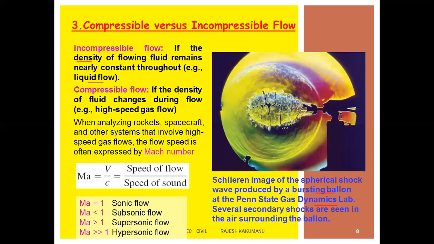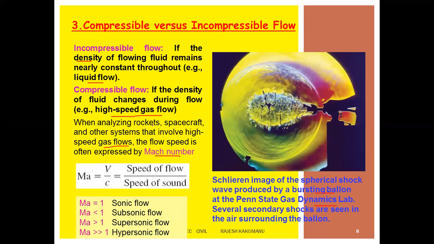Thereby, we can say that if the density of the fluid or air changes according to the flow, for example high-speed gas flow, then these are compressible fluids. If you see compressed gas, just like in a gas cylinder, the air is totally compressed and kept in the cylinder. Next, when analyzing rockets, spacecraft, and other systems that involve high-speed gas flows, the flow speed is expressed as a Mach number.